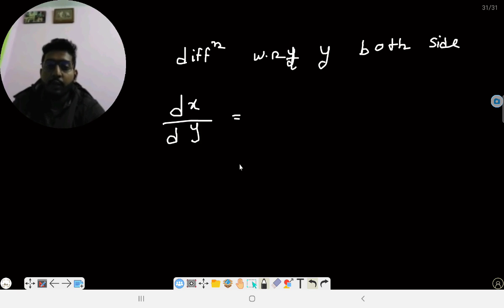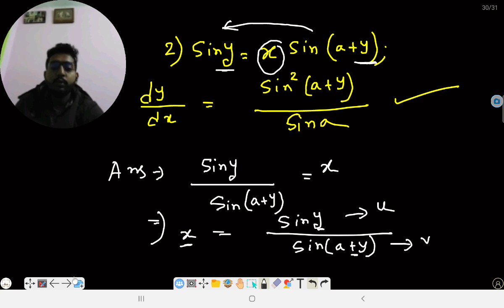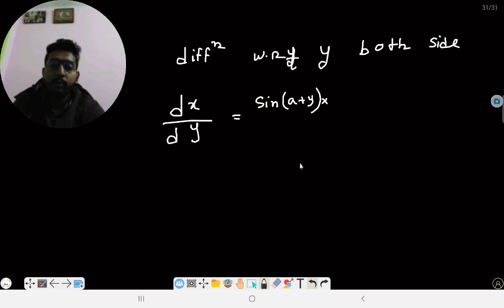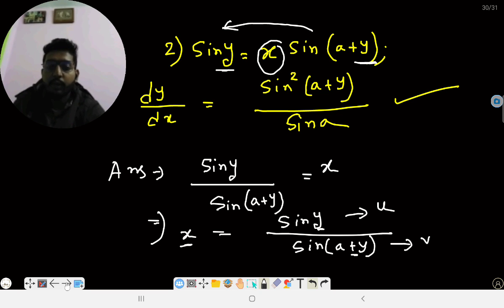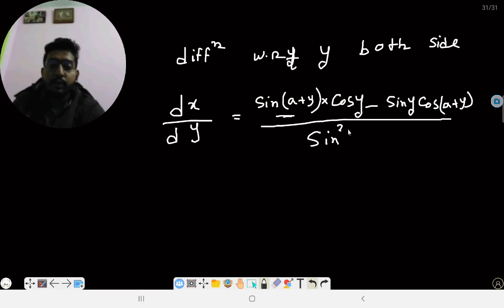So what will be the formula? Now v will be constant, that means sin(a + y) into derivative of u. Now here what is u? Sin y. Since this is a derivative with respect to y, derivative of sin y will be cos y. So that will be cos y minus, now sin y constant, derivative of sin(a + y), so it will be cos(a + y), divided by the denominator square. Now you can see the denominator is sin(a + y), so that will be sin²(a + y).